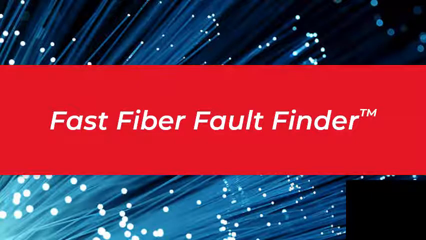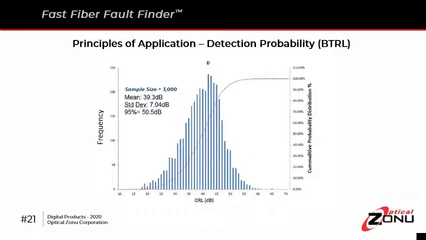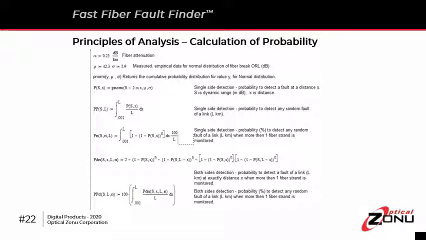The fast fiber fault finder. Applying statistics, we can calculate the probability of detecting optical fiber faults over a defined span or link distance. Here we see some of the mathematics behind the micro OTDR feature.